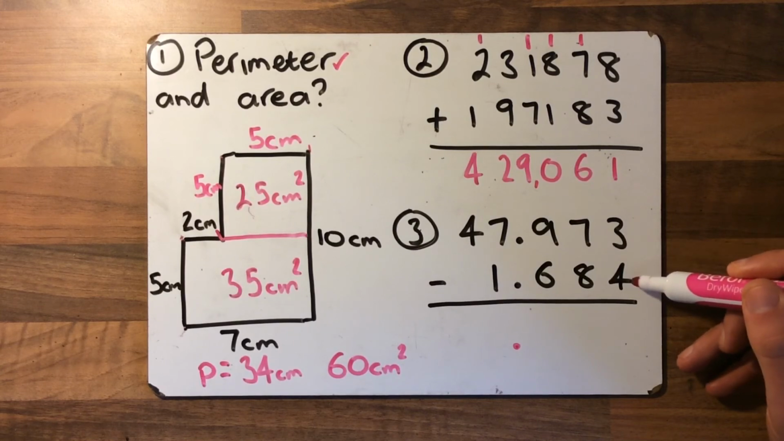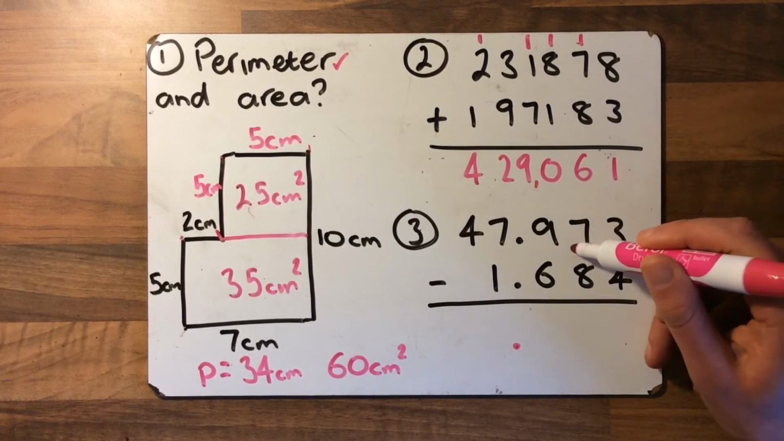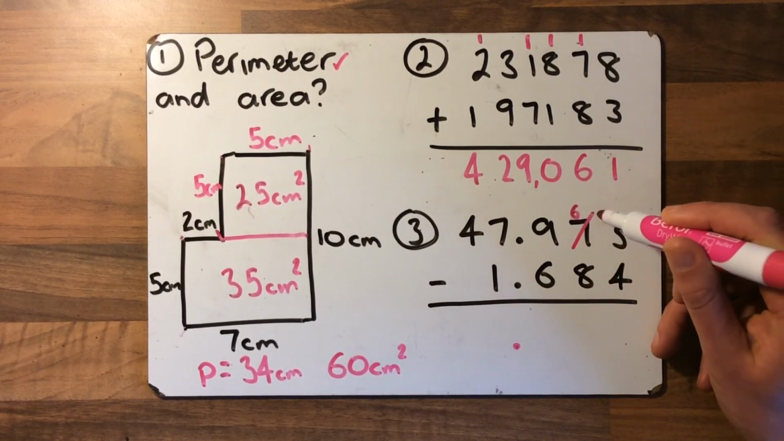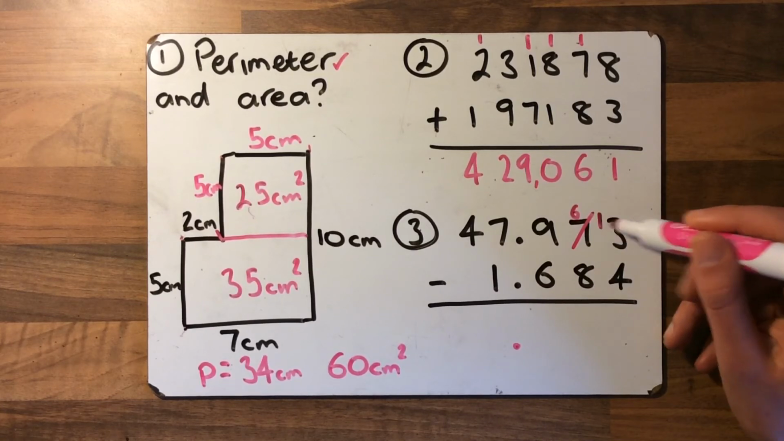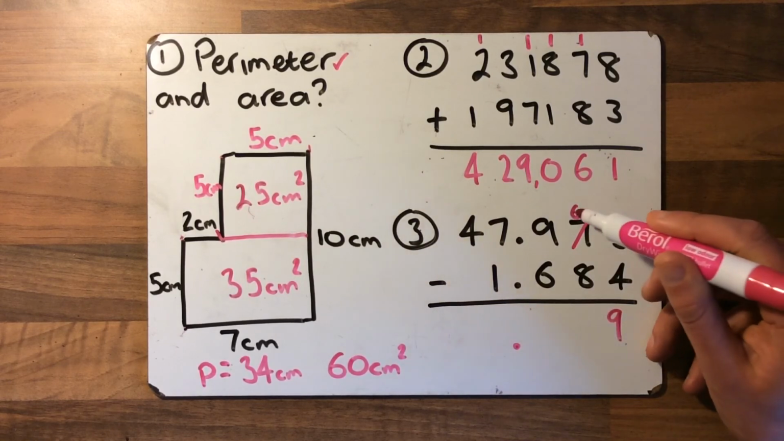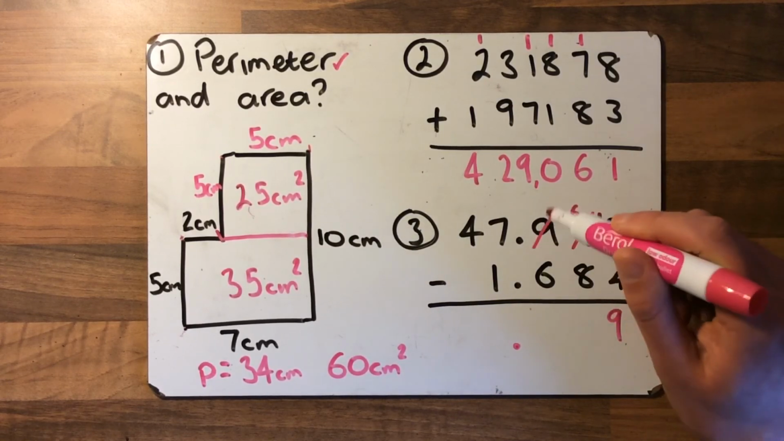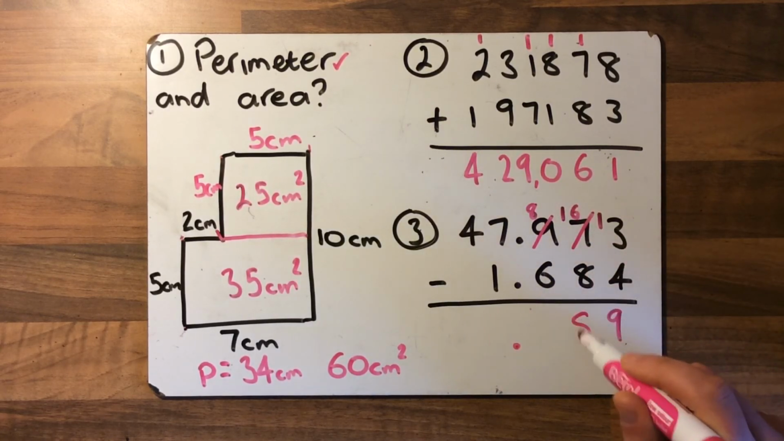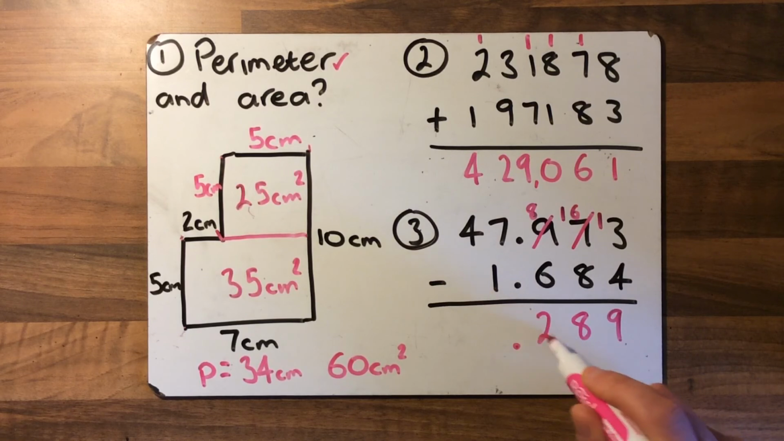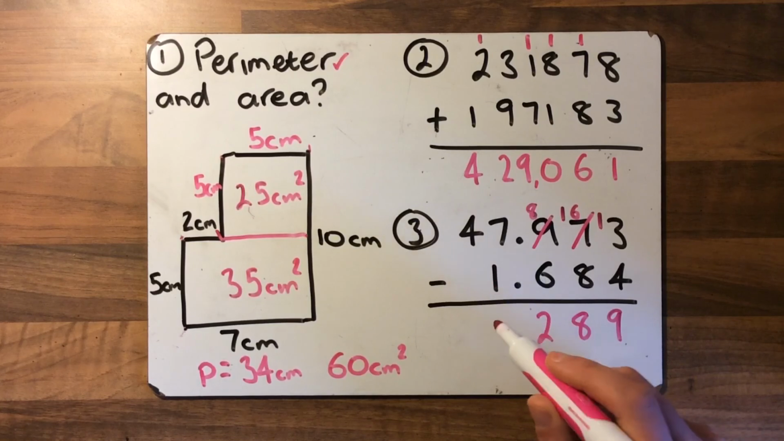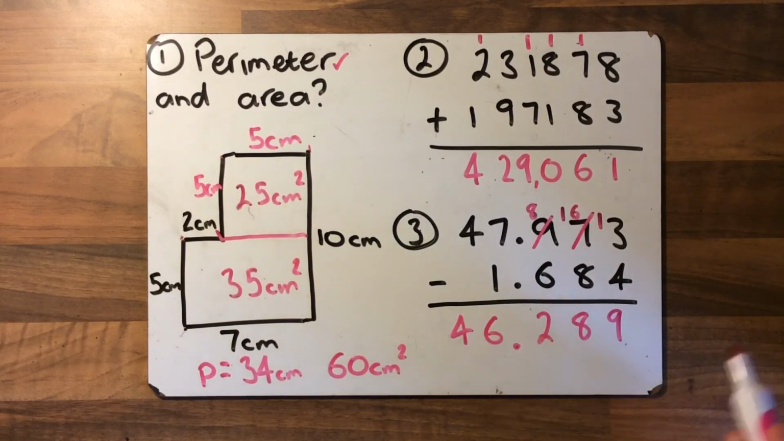So let's do the subtraction. 3 take away 4, we can't do that because this number is larger, so we need to come over here to exchange to get a 10. So this 7 becomes 6, that 10 comes over here, which becomes 13. 13 take away 4 is 9. 6 take away 8, again we can't do that, so we exchange. That is now 16. 16 take away 8 is 8. 8 take away 6 is 2. We've already put the decimal point in. 7 take away 1 is 6, and 4. So the answer is 46.289.